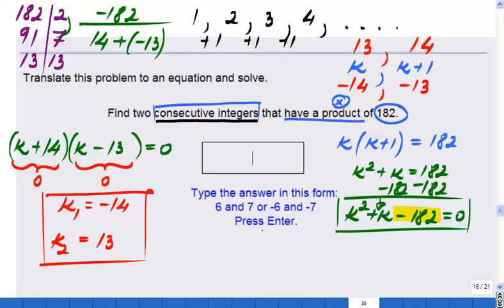All right, so it seems to me that you have to write your answer in here as two pairs, right? You will have either 13 and 14, or you may have negative 14 and negative 13. Both these pairs of consecutive integers will satisfy the requirement in here that their product is 182, besides the fact that they are consecutive integers. Okay, tricky question. There are, like I said, two possibilities, two solutions in here.